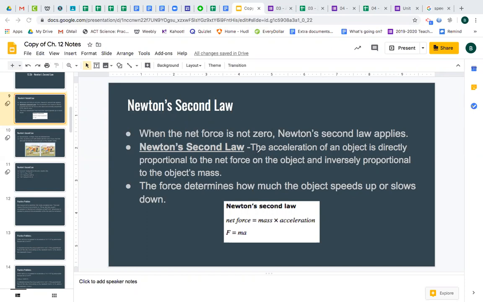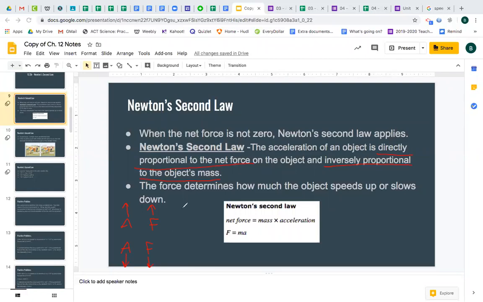His second law states that the acceleration of an object is directly proportional to the net force on the object and inversely proportional to the object's mass. These two terms, directly proportional and inversely proportional, are very important for understanding this law. Directly proportional means that with acceleration and force, if the force goes up, so does the acceleration. If the force goes down, the acceleration also goes down. The object accelerates at a slower rate.